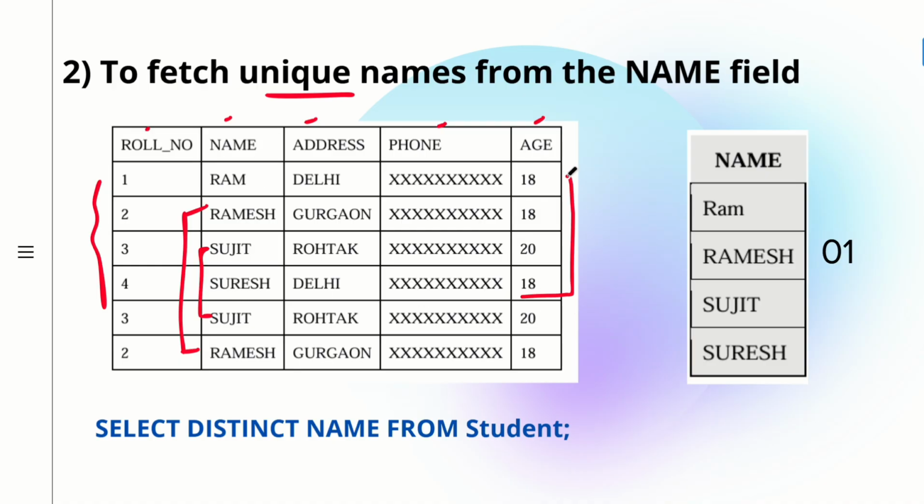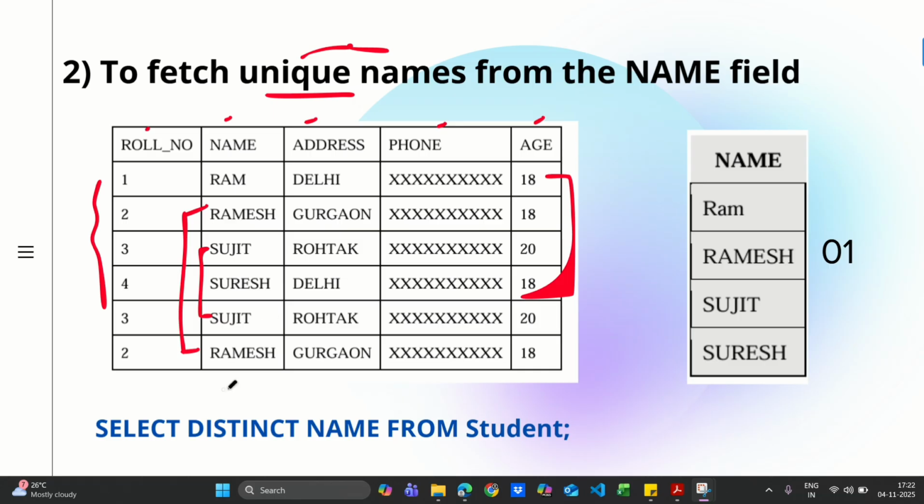So only four results are expected, four values should be there, and they are just asking for the unique names. They are not asking for the entire row. We will see how we can give the entire row also. But here, since they have just asked about the unique name, we will be looking into the answer where we give the unique name.